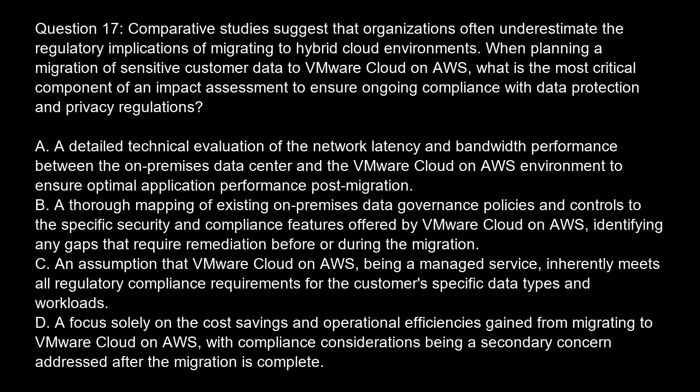Option B. A thorough mapping of existing on-premises data governance policies and controls to the specific security and compliance features offered by VMware Cloud on AWS, identifying any gaps that require remediation before or during the migration. Option C. An assumption that VMware Cloud on AWS, being a managed service, inherently meets all regulatory compliance requirements for the customer's specific data types and workloads. Option D. A focus solely on the cost savings and operational efficiencies gained from migrating to VMware Cloud on AWS, with compliance considerations being a secondary concern addressed after the migration is complete.